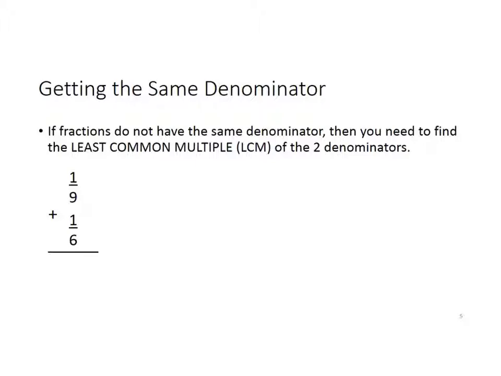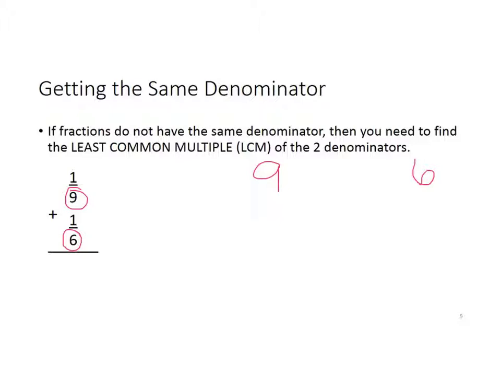So if you do have to add or subtract fractions that have different denominators, you need to find the least common multiple, or the LCM, of the two denominators, and then you can change that into the common denominator. To find the least common multiple, I know we learned this last year, but here's a quick review. You take the two denominators, in this case 9 and 6, and you're going to do the prime factorization of them. Prime numbers, please remember, are numbers that only have two factors, one and themselves.